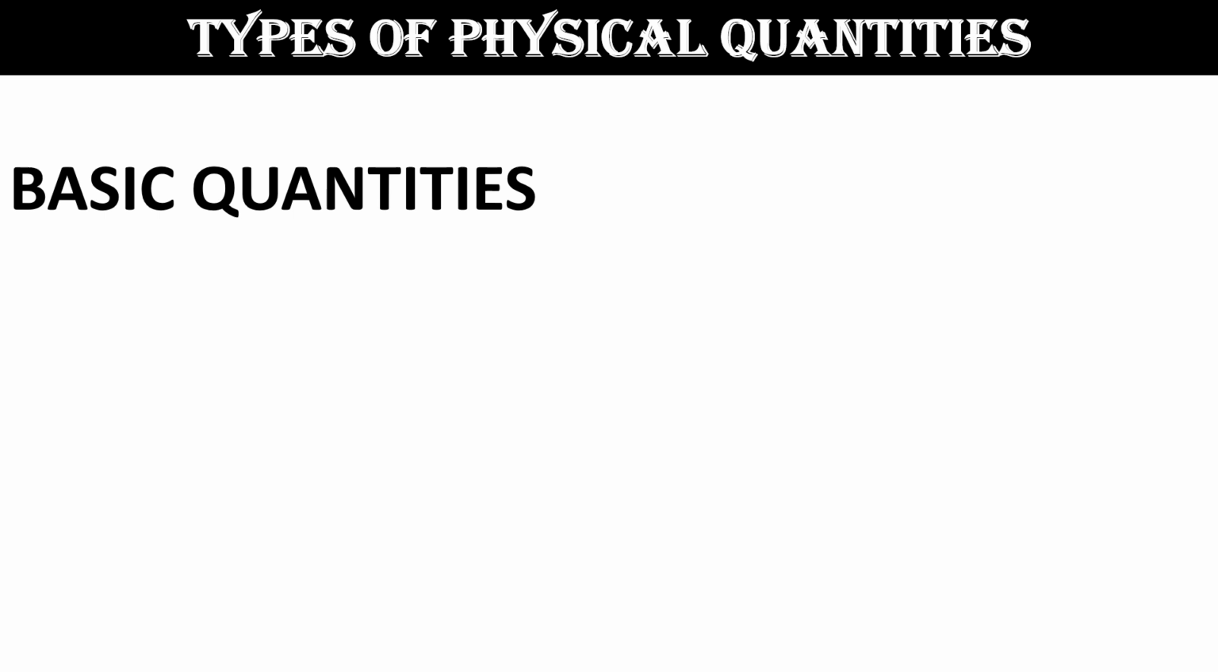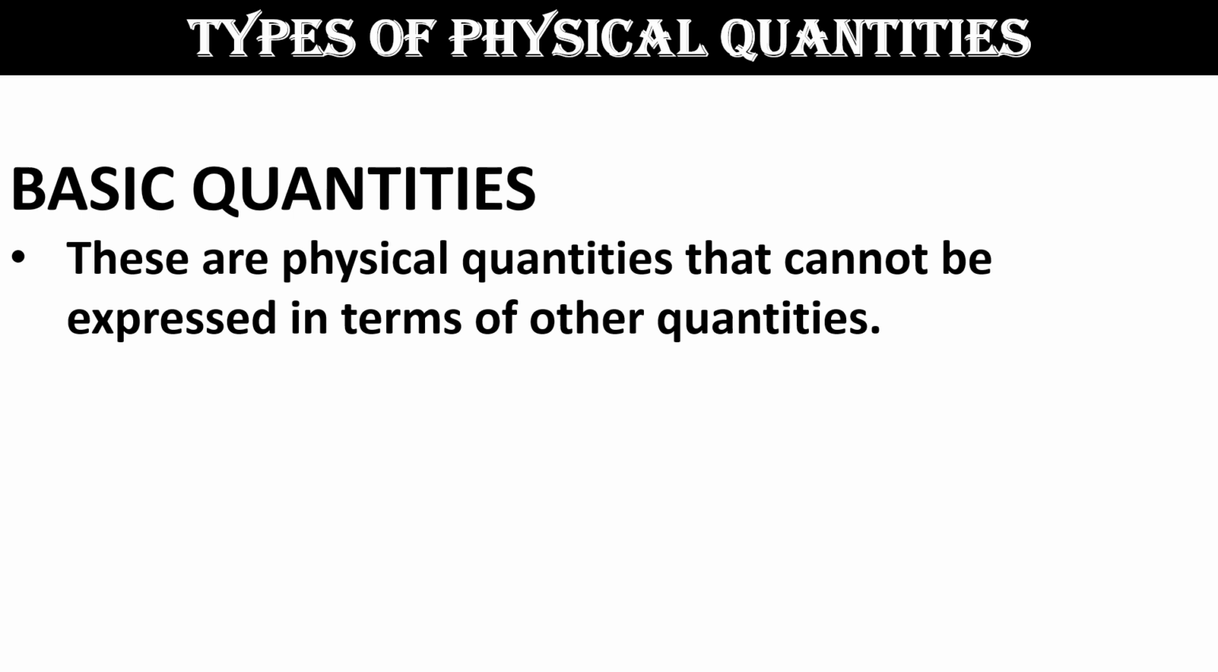We define basic quantities as simply those physical quantities that cannot be expressed in terms of other quantities. They are basic. So these are physical quantities that cannot be expressed in terms of other quantities. They are the simplest physical quantities. Usually, you think of these quantities as those that you can measure directly using a measuring instrument.